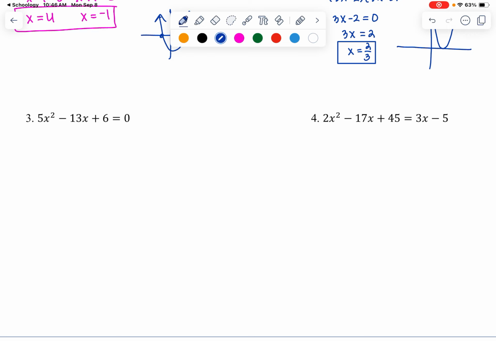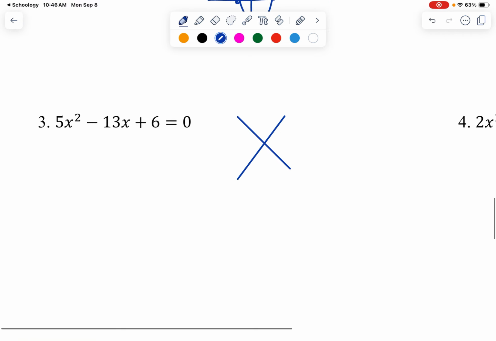It's already equal to 0, so check. I look for a GCF in those three terms. There isn't one, so I'm going to use my organizational X. If you want to use guess and check, that's on you. Go for it. I'm looking for two numbers that multiply to give me 30, and when I add them, I get negative 13. Okay, so be careful here because 15 and 2 will give me 13, and 10 and 3 will give me 13, and it can't be both of them. So I have to make sure it's the right one.